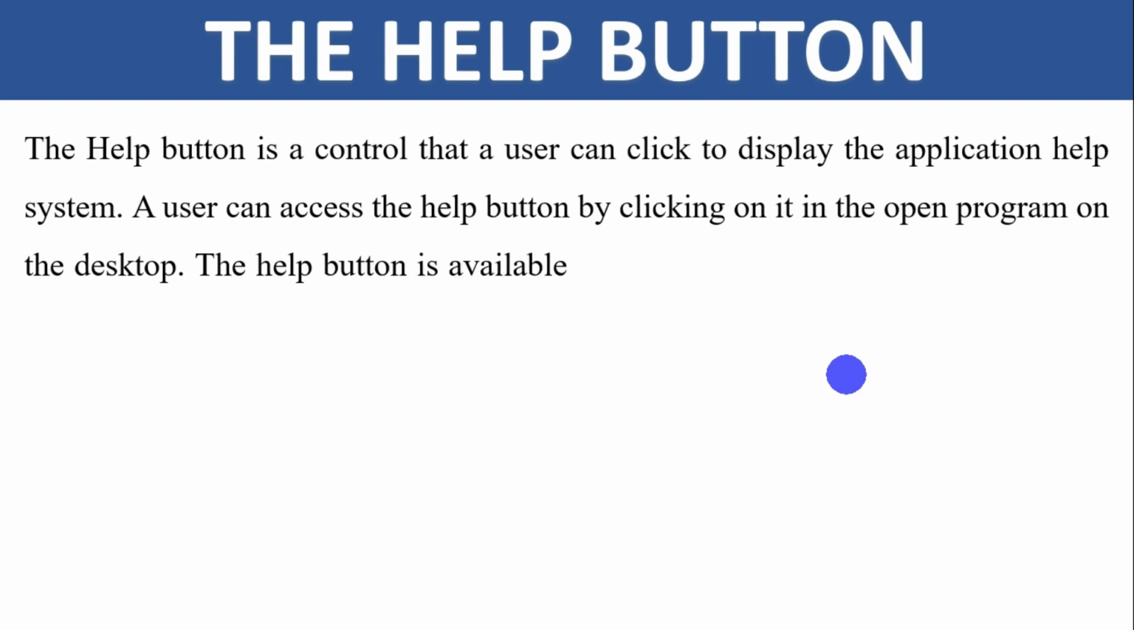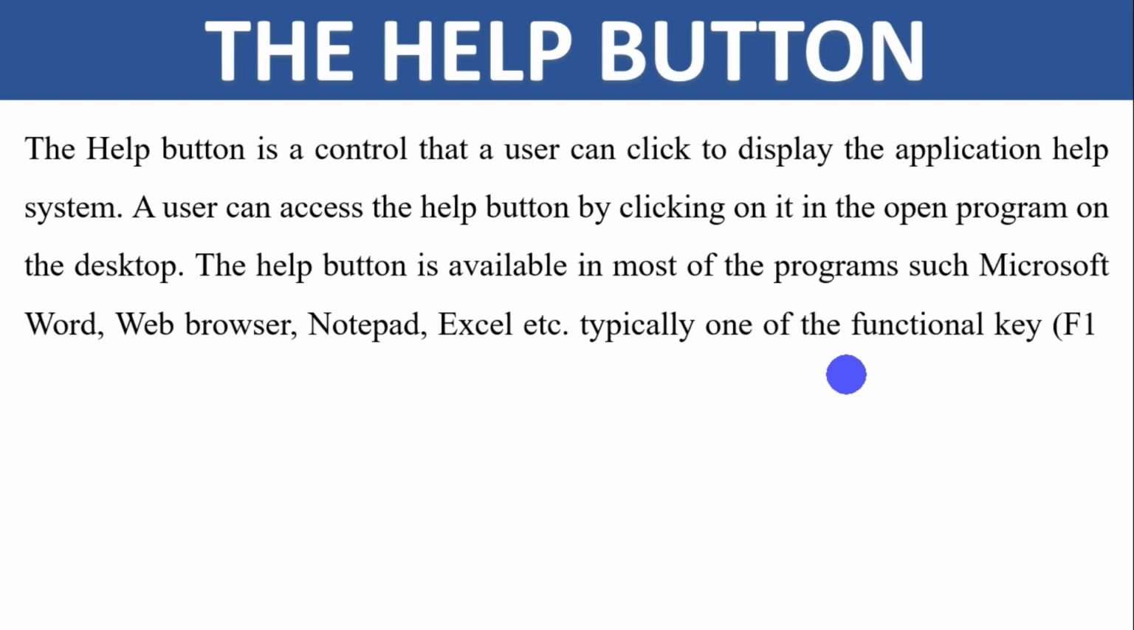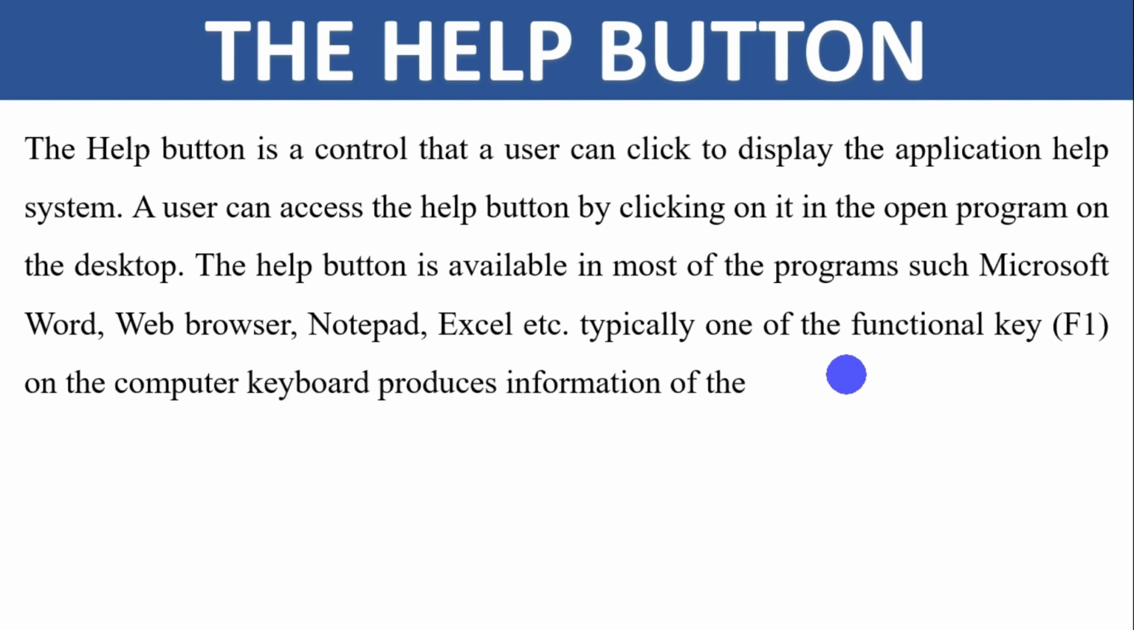The help button is available in most programs such as Microsoft Word, web browsers, Notepad, Excel, etc. Typically, one of the function keys, F1 on the computer keyboard, can produce the help information when pressed once.